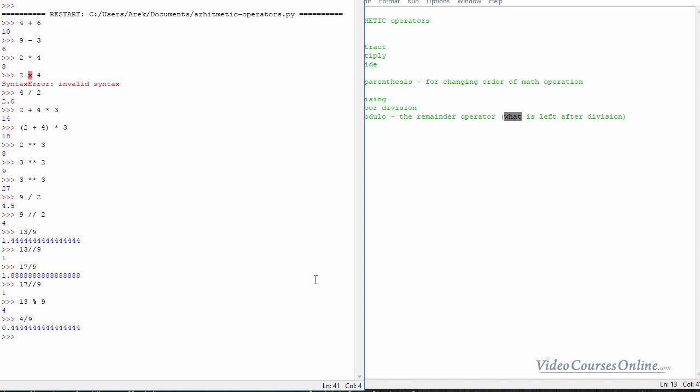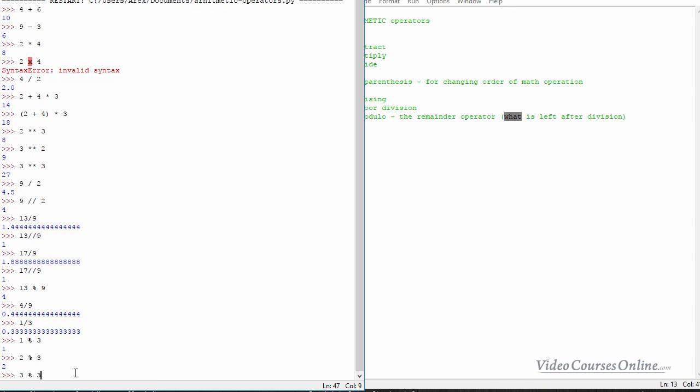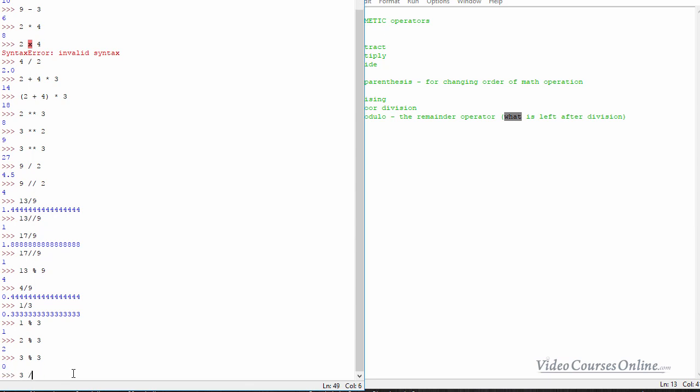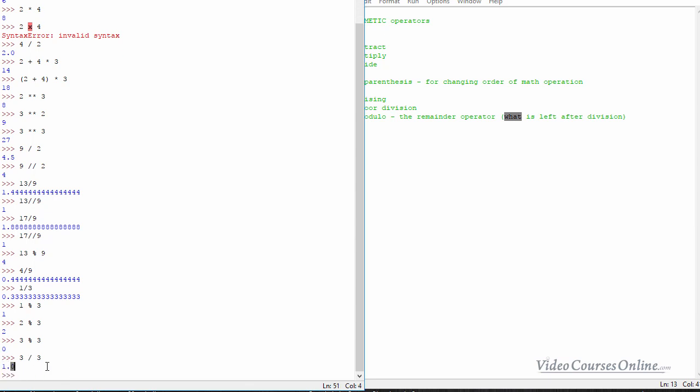So let's train it a bit. When you have, for example, 1 divided by 3, the result is 0.33333, right? And this thing is the counter, and this is the denominator. So if I did 1 modulo 3, I will get as a result 1. When I do 2 modulo 3, I will get as a result 2, right? 3 modulo 3, what will be the result of this? It will be 0, because 3 divided by 3 is 1.0, right? It means that there is no remainder. There is nothing left after division.